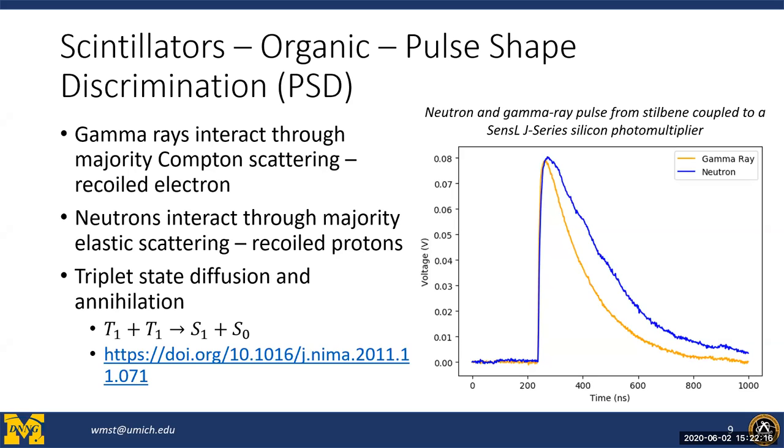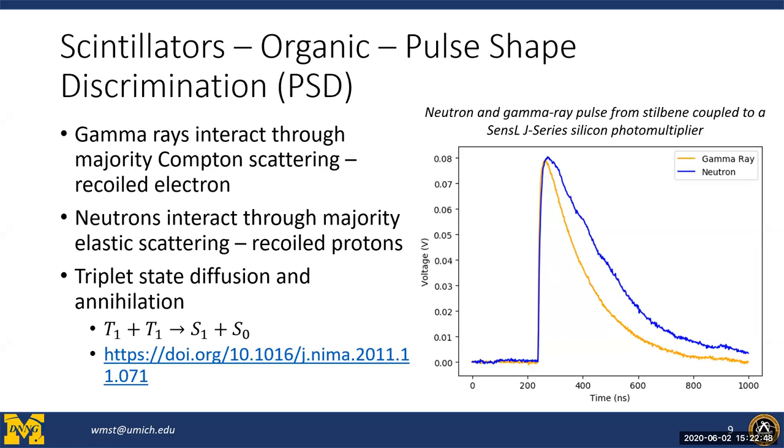Neutron interactions, though, neutrons are much heavier than electrons, or rather protons are much heavier than electrons, such that when you get a recoiled proton, it's going to deposit its energy in a much, much smaller range, such that you get significant triplet state diffusion and then annihilation, where these triplet states annihilation will produce singlet states, and those singlet states then decay and give this later time of light production.